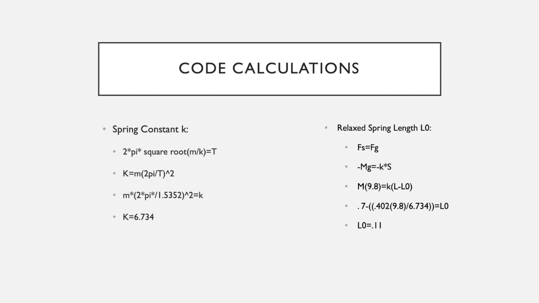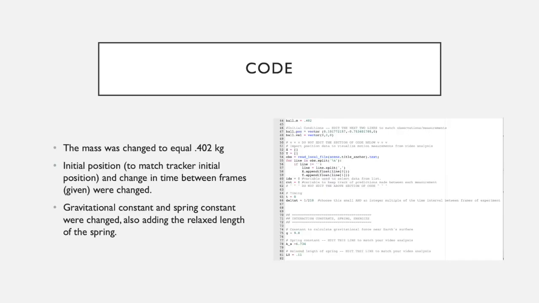The spring constant K had to be calculated based on the period determined from the video in Tracker using the formula 2 pi times the square root of m over k equals T. This gave us the K value of 6.734. The relaxed spring length was calculated using the found spring constant to be 0.11 meters.